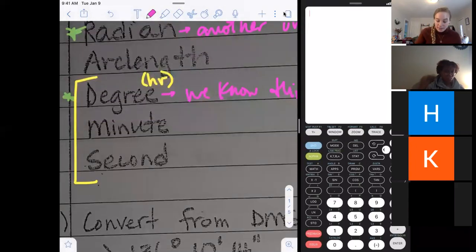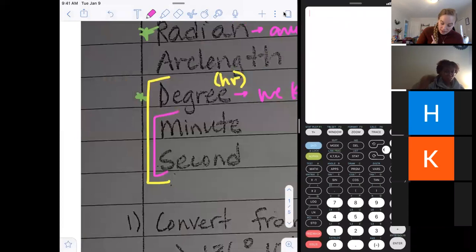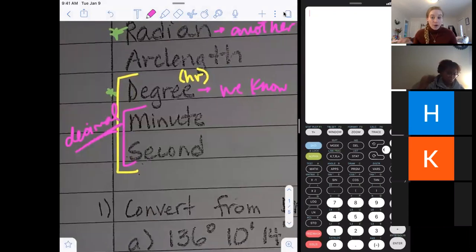Minutes and seconds are like the decimal part of a degree. The degree is the whole number and minutes and seconds are the decimals. Thirty minutes is the same thing as 0.5 of an hour. So we talk about minutes and seconds, and we could also talk about it in terms of hours by decimals. That's the same thing here with minutes and seconds in degrees.